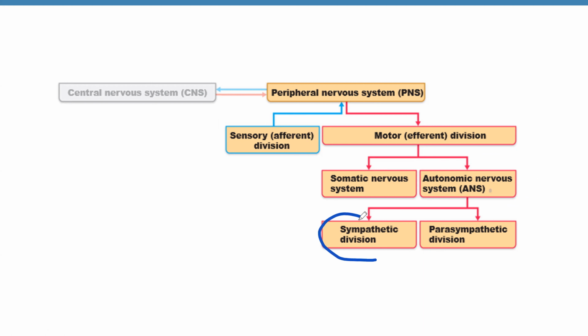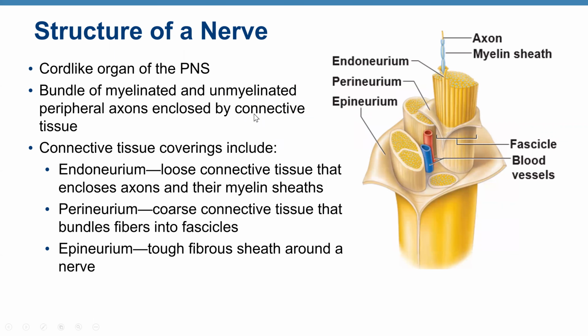The ANS is divided into the sympathetic division that is active when you are under stress. And it's not only mental stress, it can be just exercising. So that's called the fight or flight response. And the parasympathetic division that is activated when you are resting, for example, after a big meal. Because the major organs of the peripheral nervous system are nerves, let's look at the structure of a nerve.